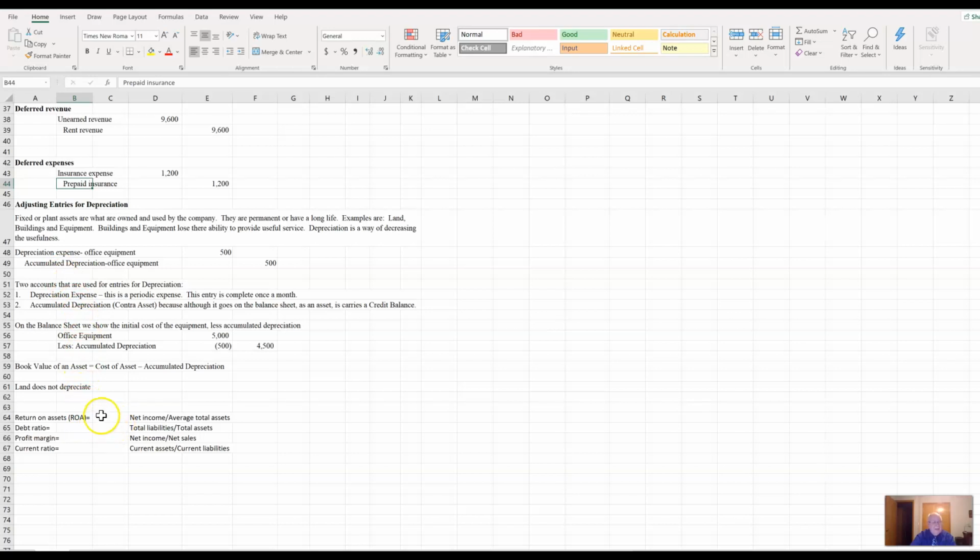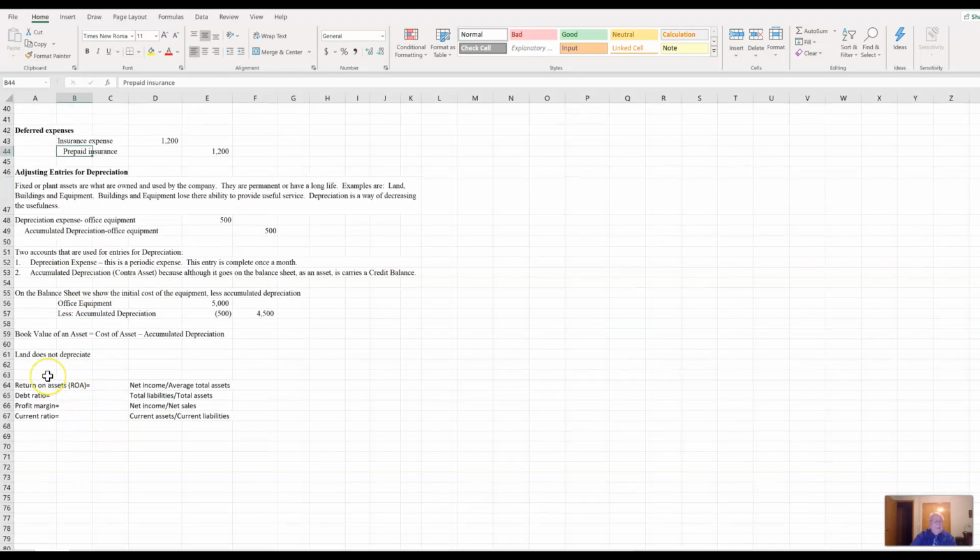Okay, then here's some other things that we have. Land does not depreciate, because the way you do depreciation is basically cost minus the residual value divided by the useful life. Well, land, we don't know what the useful life is. And so that's why it cannot be depreciated. So far as we know, it's indefinite.